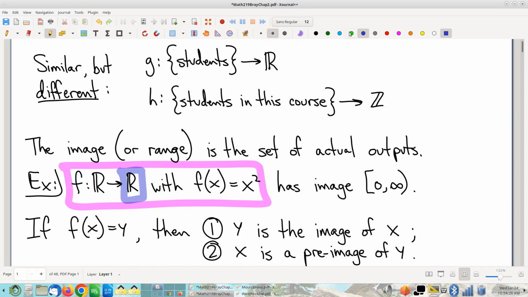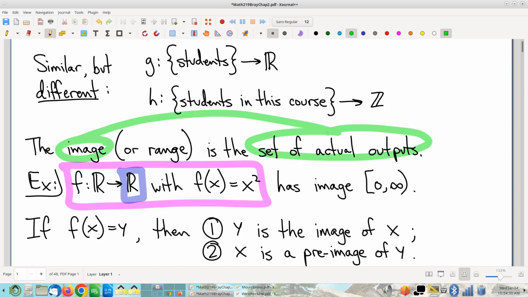The image, and keeping in mind now, the image is what actually comes out. What actually comes out of a squaring function. When you square numbers, what comes out is just non-negatives. Right? So, importantly, this is the distinction then between a target and an image. Does everybody see that distinction? Okay. So now let's talk about the word range.